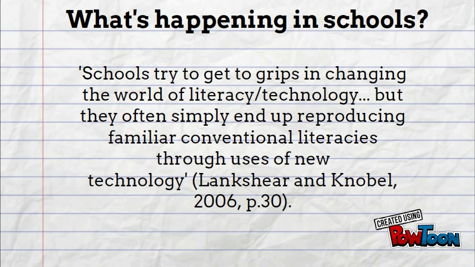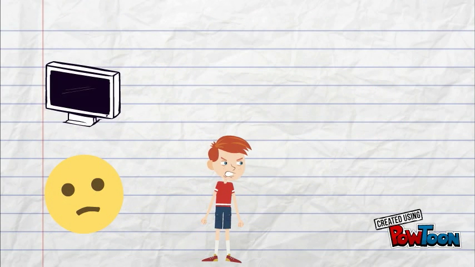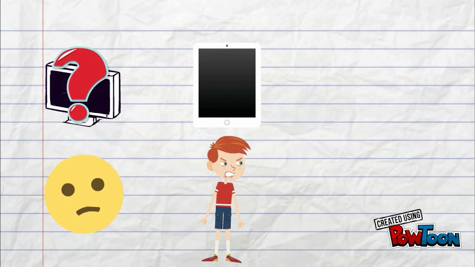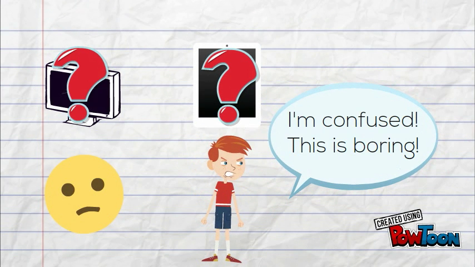Lancashire and Noble state how schools try to get to grips in changing the world of literacy and technology, but they often simply end up reproducing familiar, conventional literacies through their uses of new technology. Zammit completed a study and explained, unfortunately, many students from low SES backgrounds become disillusioned with learning because the messages reinforce disengaging ones.